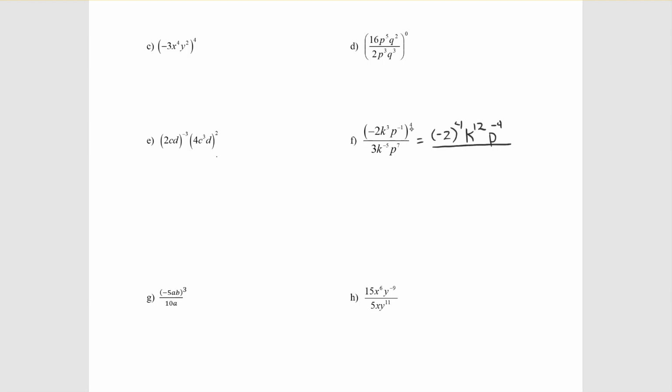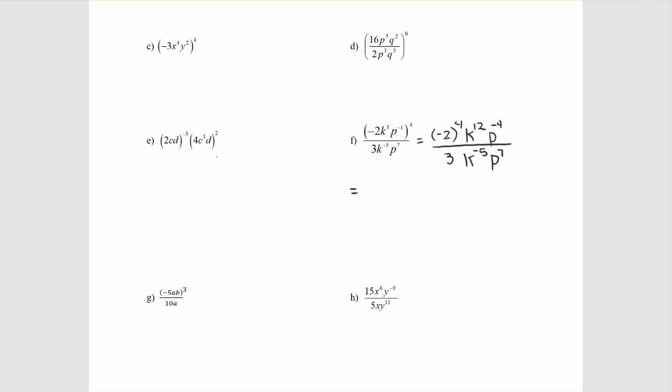All right, now the power only goes to what was inside parentheses here. The 4 doesn't come down here and do anything with these variables or the number. They're not in parentheses. So we're just going to rewrite that as 3k to the -5 and p to the 7.